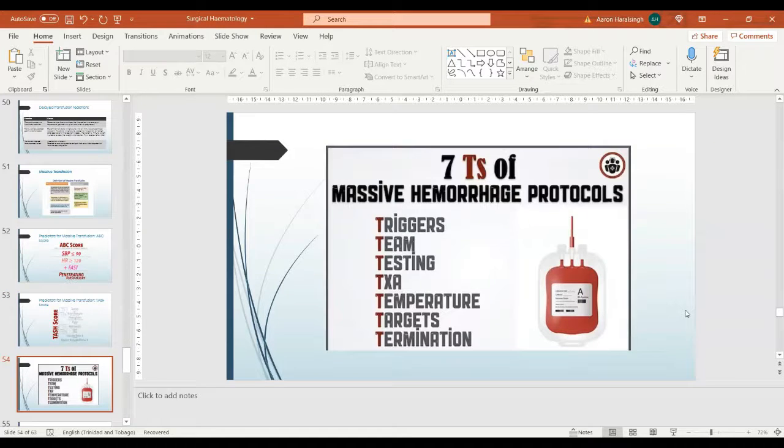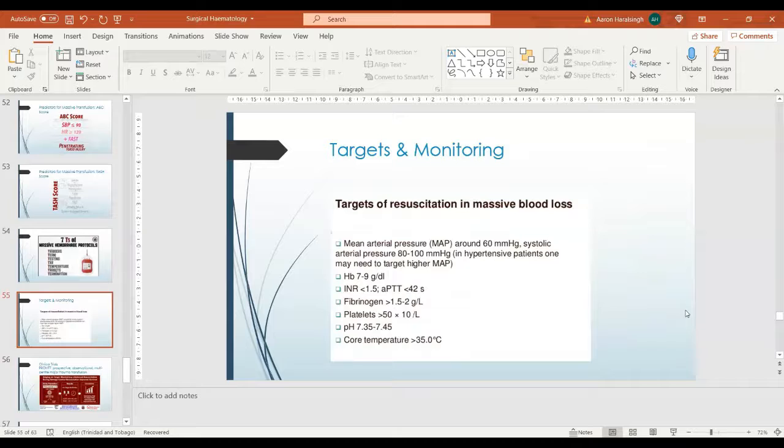There are 7 T's of massive transfusion protocols. So there's triggers, team, testing, tranexamic acid, temperature, targets, and termination. So we're going to talk about some of the targets. We usually aim for a mean arterial pressure of about 60, systolics of 80 to 100, a hemoglobin of about 7 to 9, INR less than 1.5, fibrinogen greater than 1.5 to 2, platelet count greater than 50, a pH that is normal, 7.35 to 7.45, and a core body temperature greater than 35 degrees Celsius. Essentially, we don't want the patient to become hypothermic.